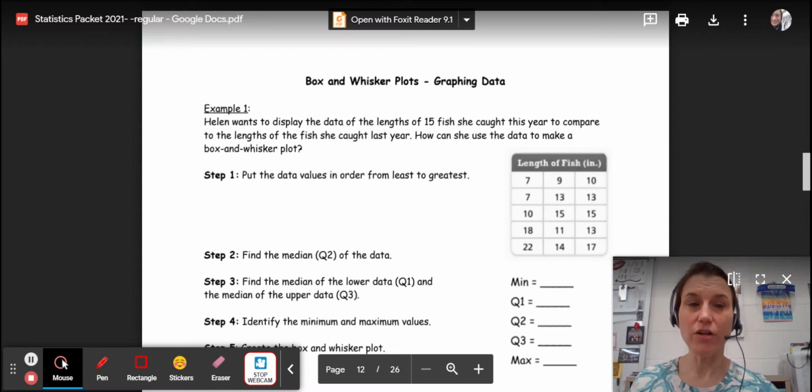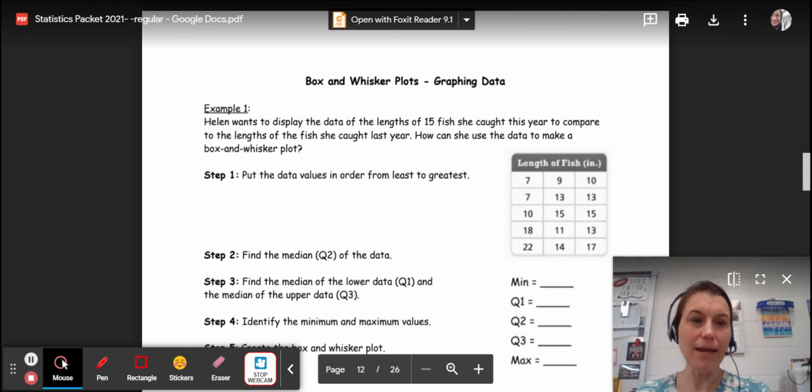Hi, here is an introduction on box and whisker plots. So, a box and whisker plot is a way to display data and a way to organize data into quartiles.